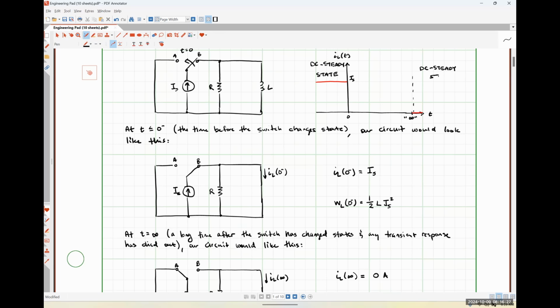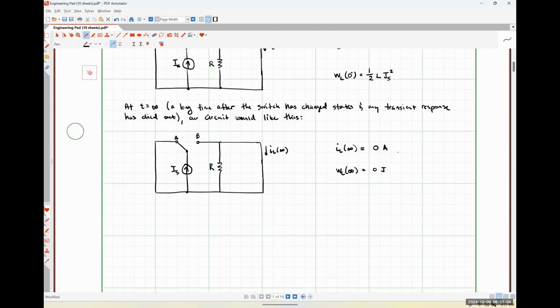Everything in the middle between 0 and infinity is what we're going to call our transient condition. This is how our circuit is responding to the change in our system. And we're going to need to figure out a mathematical model to describe what's going on. But before we do that, let's describe what's physically happening in the system.